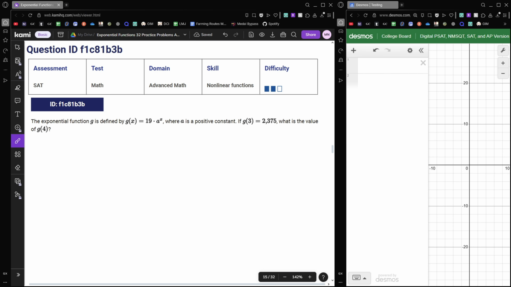Question number 15. The exponential function g is defined by that, where a is a positive constant. If g of 3 is equal to 2375, what is the value of g of 4? So you should remember that this number right here can replace g of x, and then this number right here can replace x. So let's go ahead and rewrite that equation.